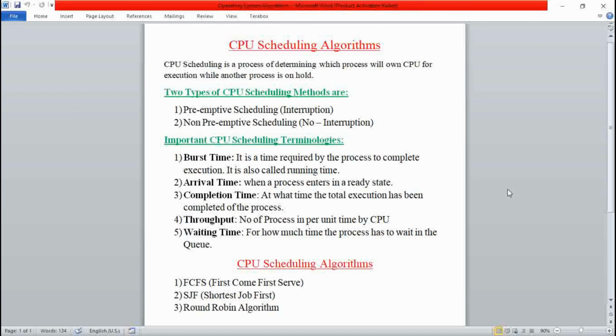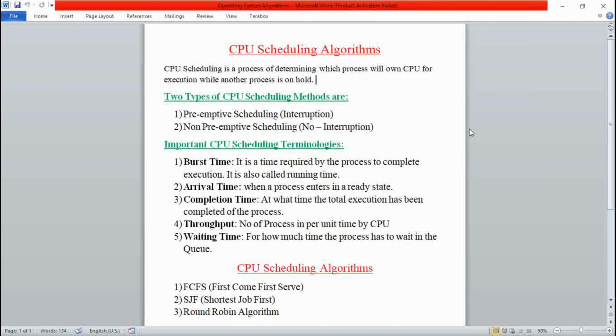I have already told you there are three CPU scheduling algorithms, which are FCFS, SJF and round robin algorithm. I'm going to teach you all of these three algorithms one by one, so there will be three videos in this playlist. The first one will be FCFS, then SJF, then round robin algorithm.